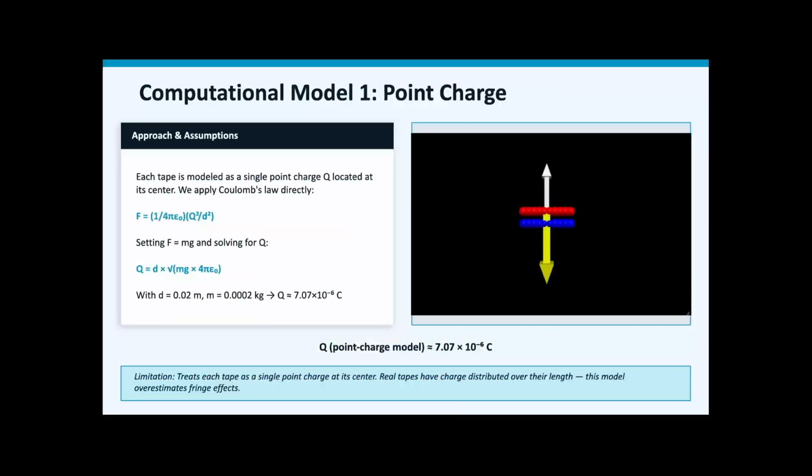Our first GlowScript model represents each tape as a single point charge at its center, directly matching our simplifying assumptions from the experiment. We set M and Q as variables, placed the two point charges separated by the measured distance, computed the Coulomb force, and compared it to the gravitational force. With Q set to our experimentally derived value of 7.07 times 10 to the negative 6 coulombs, the electric force matched the gravitational force, confirming our calculation.